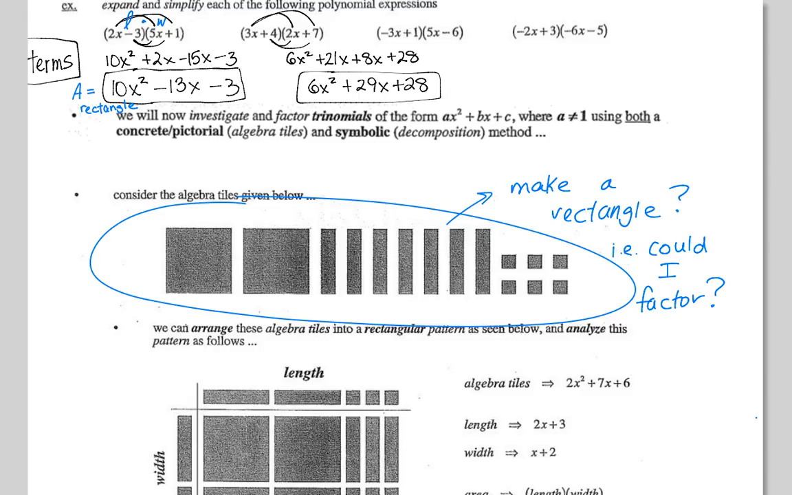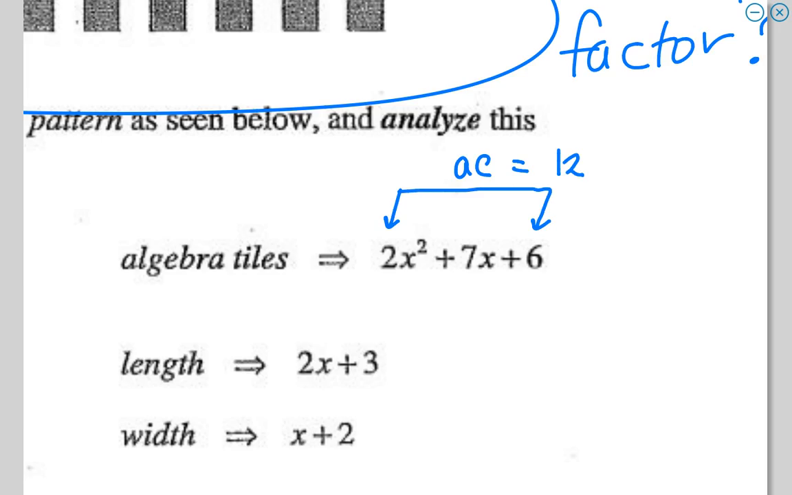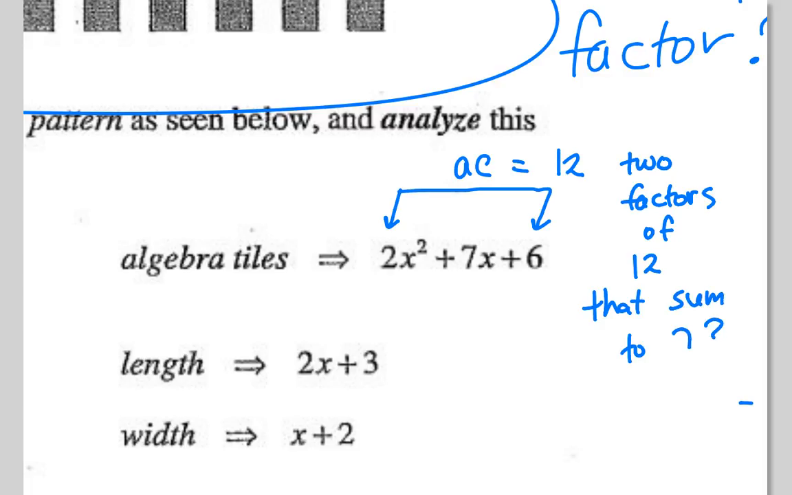So if we look at these algebra tiles, how many x squares you got? And how many x bars? 1, 2, 3, 4, 5, 6, 7. And then you got 6 units. It's written right here. Can you guys see this? Okay. So here's the goal. Take the front number, A, and multiply it by the back number, C. What does AC equal? 12. Could you find 2 factors of 12 that add up to 7? And they're on the page, right? 2 factors of 12 that sum to 7. That's what you're looking for.